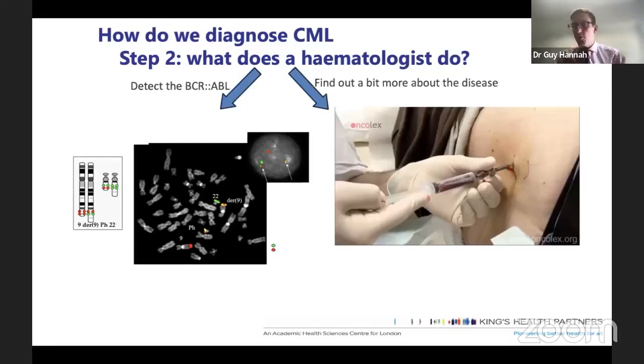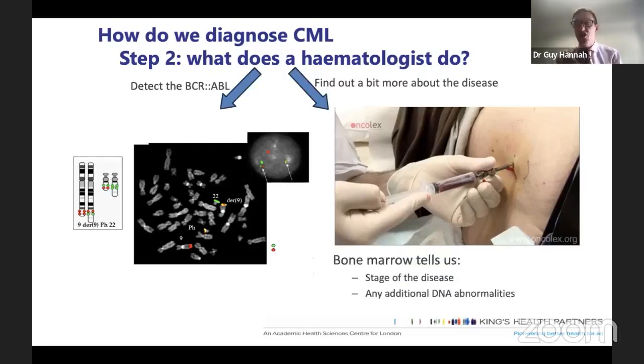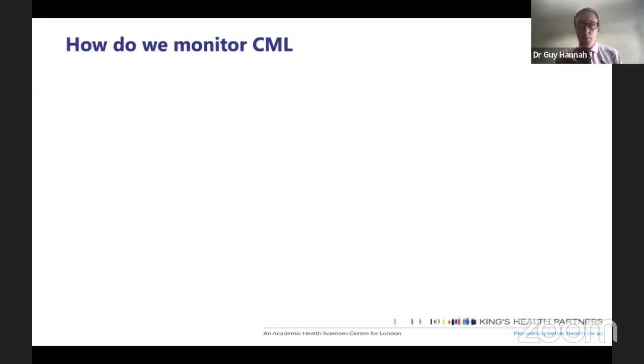Also, bone marrow biopsy. I'm not going to linger on this. This is not the nicest picture. I'm sure most of you have had a bone marrow biopsy. Hopefully only one. Most people only need one. And it's there to tell us the stage of the disease and about other DNA abnormalities as well. So how do we monitor CML?